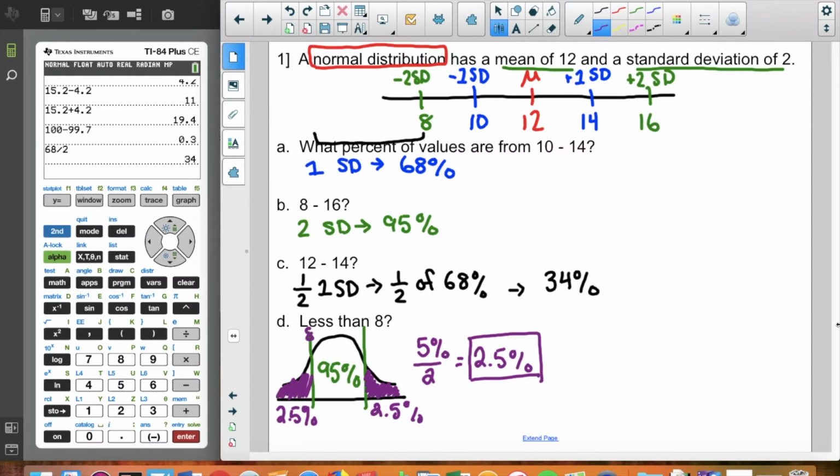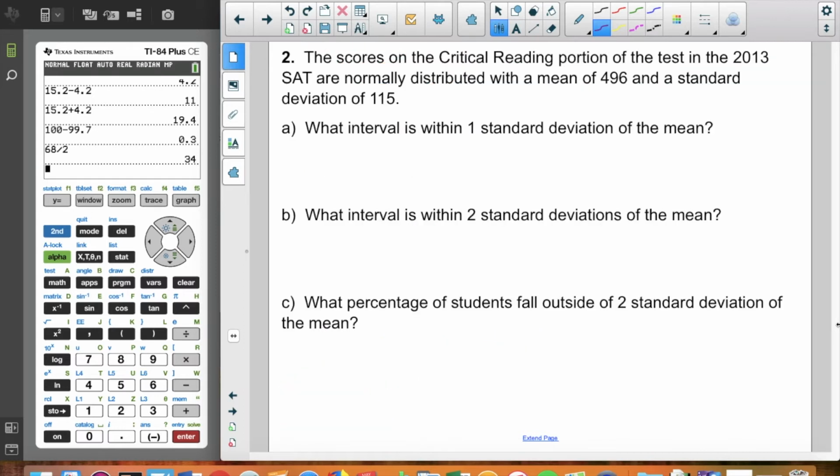Okay, let's move on. The scores of the critical reading portion of the tests in 2013 SAT are normally distributed. That's our key word, with a mean of 496 and a standard deviation of 115. What interval is within 1 standard deviation of the mean? You can use whichever method you like. I'm going to use the plus or minus method since I used the line method in the previous problem.